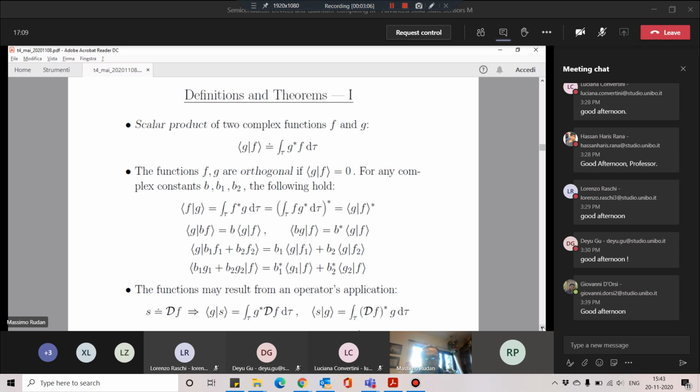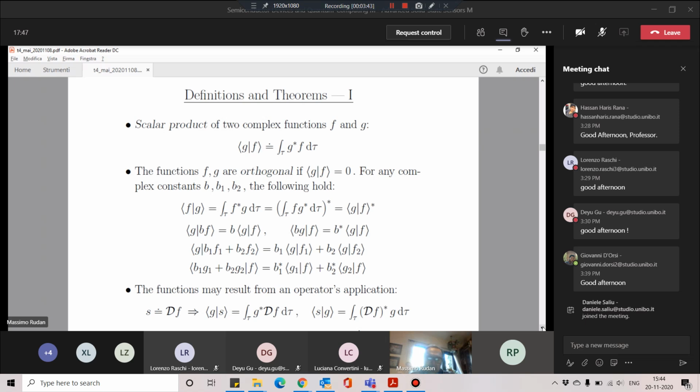So the general rule for building up the scalar product is that the function that stays on the right side of the product is taken as is. The function that stays on the left is conjugate. Then after constructing the product, we integrate over tau. So by definition, this integral is the scalar product of g and f.